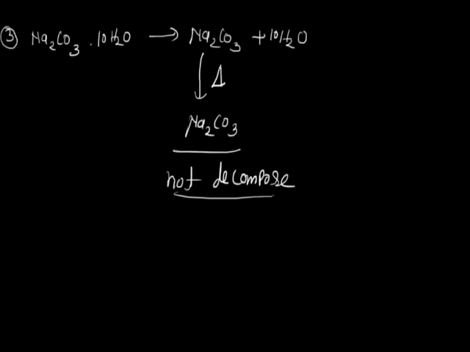Now the next important property is 4. When sodium carbonate is treated with mineral acids, it produces effervescence due to the production of CO2 gas. For example, when sodium carbonate reacts with hydrochloric acid, it gives a salt, sodium chloride, by the evolution of CO2 gas.